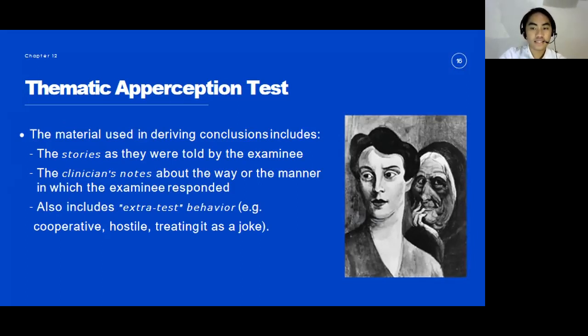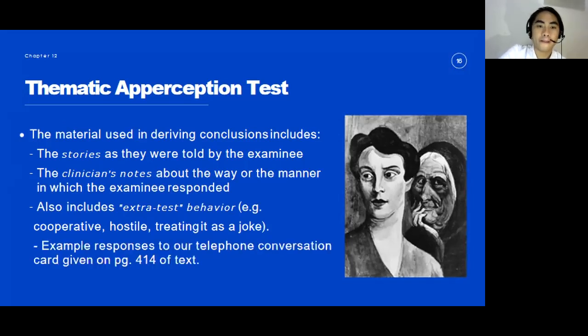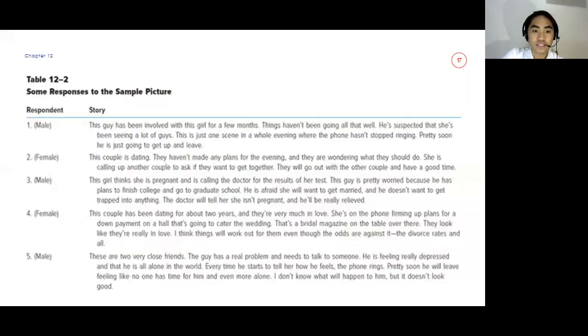And if it's an online test, you don't get that extra test behavior. So it's really useful to observe their body language as well as tone of voice. Okay. There are example responses to our telephone conversation card given on page 414 of the book. So might as well have a look at it.